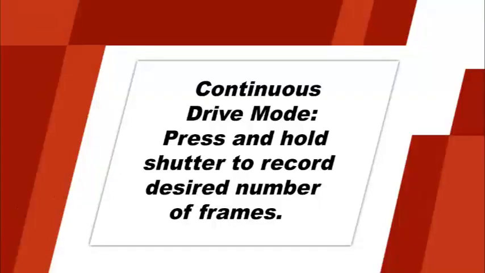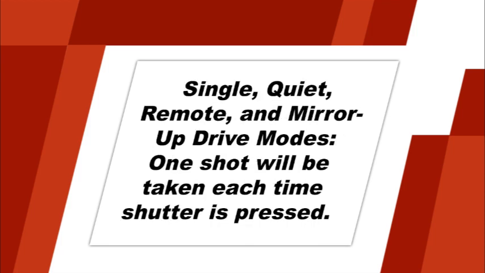The first thing you need to do is set the drive mode. When you're using one of the continuous drive modes, you'll press and hold the shutter button to record the number of frames you'd like. For the other drive modes, one shot will be taken each time the shutter button is pressed. We'll choose the low-speed continuous drive mode using the quick control screen.